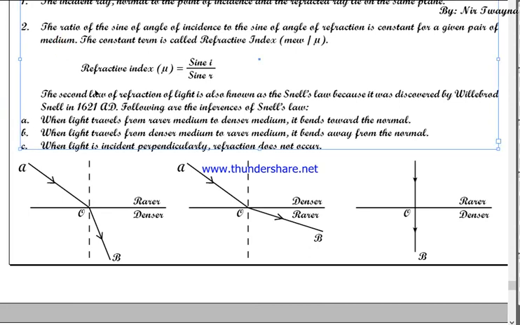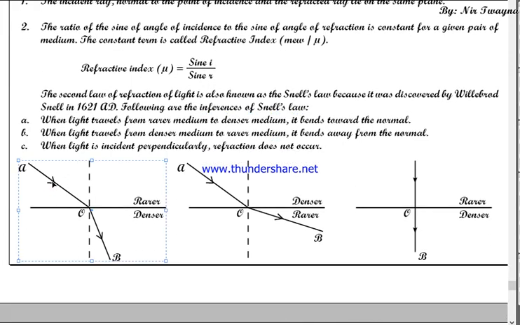And this second point was discovered by Wilbrord Snell in 1621 AD. That's why this is also known as Snell's law. From Snell's law, these three conclusions can be drawn. These are the inferences drawn from Snell's law.